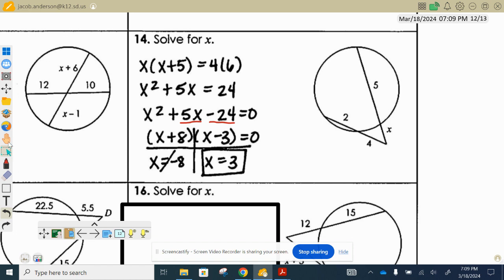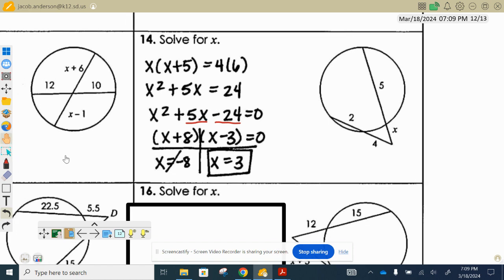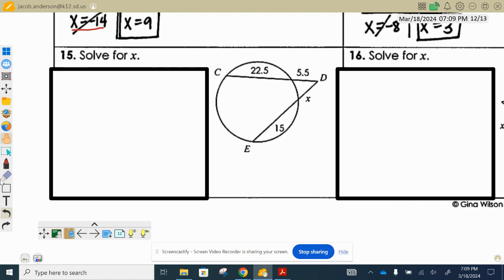So there you go. That's what I got. A positive 3 for my final answer. Number 15. Go ahead and set up number 15 for me quick, and let's see if you can do that factoring. See if you can do that solving.